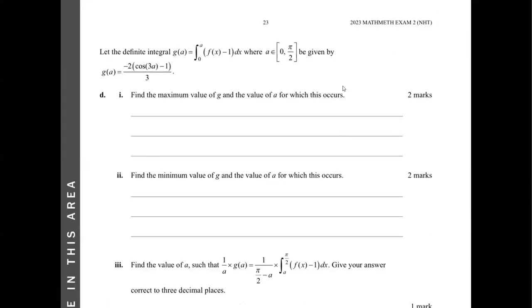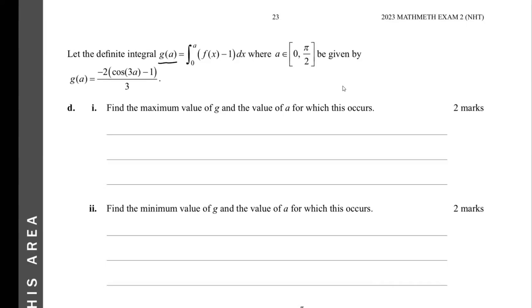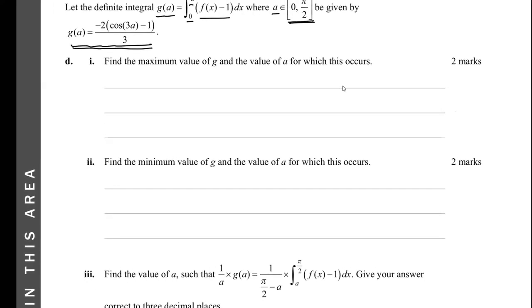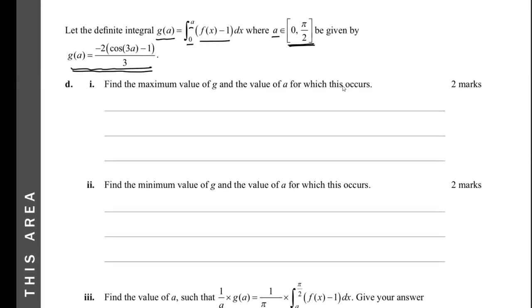Now, turning over, we have another definite integral g of a, which is given by the integral from 0 to a of f of x minus 1 dx, for some a value between 0 and half pi. Okay, they also tell you directly the result of this definite integral is -2 over 3 cosine 3a minus 1. So we want to find the maximum value of g and the value of a for which this occurs, and the minimum value of g and the value of a for which this occurs. Basically, we can get back to the CAS calculator and get the maximum and the minimum on the given domain.